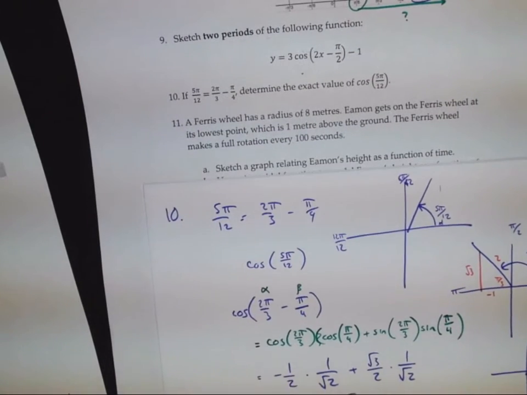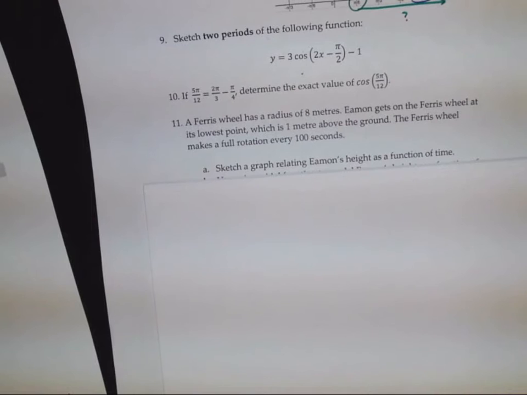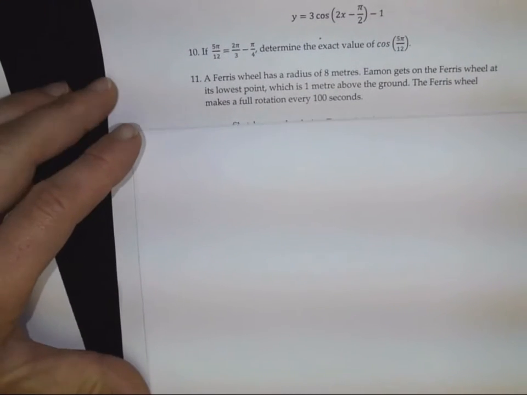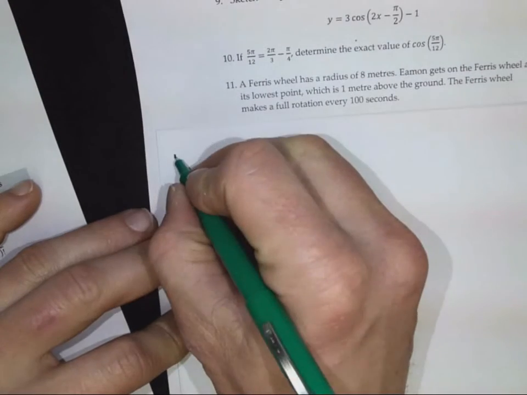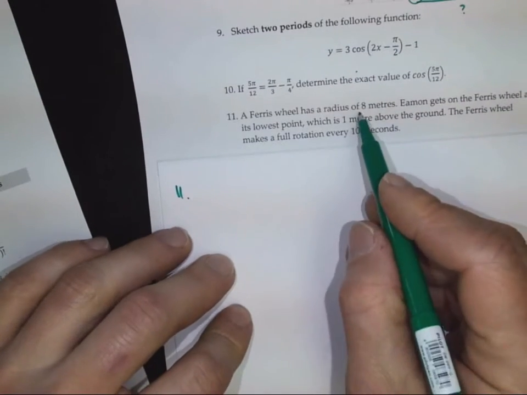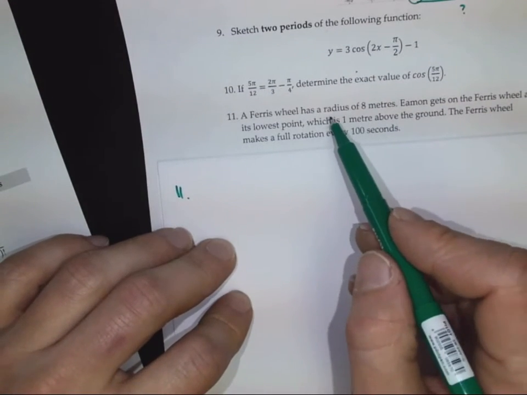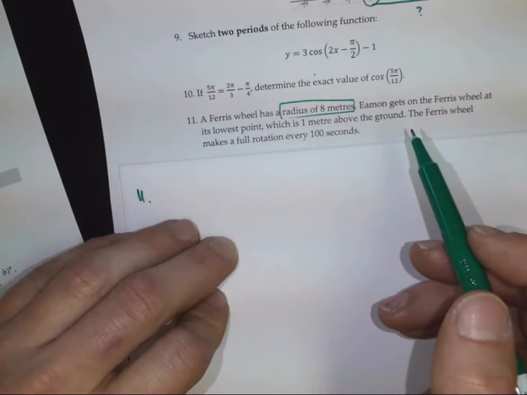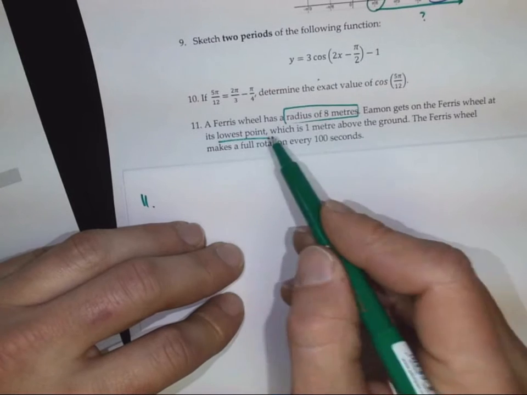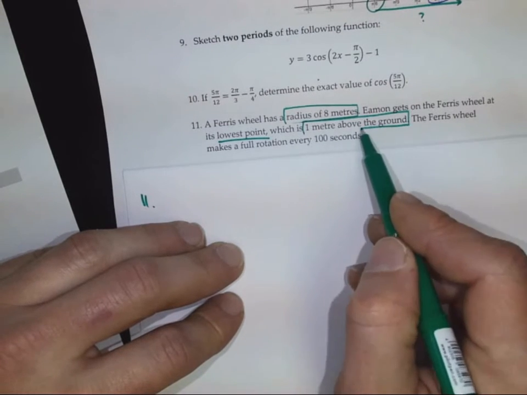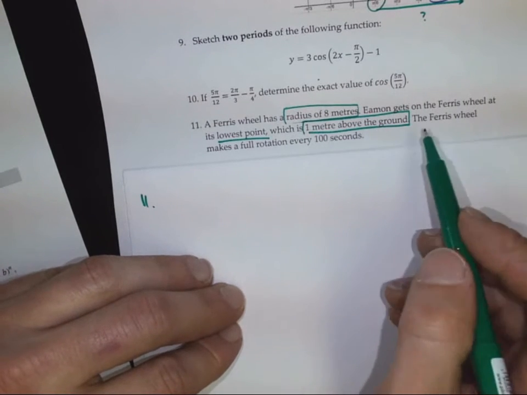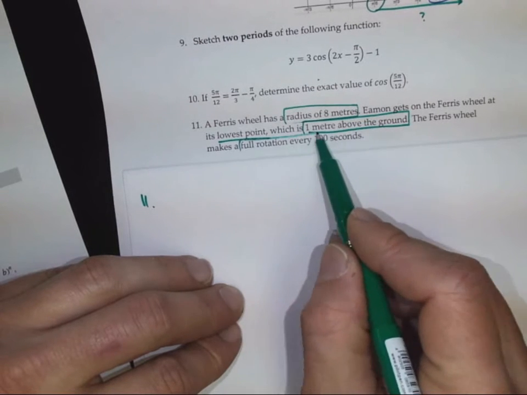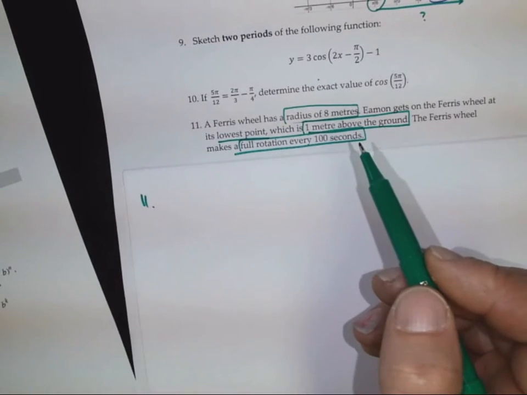Okay. Moving on, we're going to do a word problem. All right, so we're told a question about Eamon on a Ferris wheel. It's question 11. Ferris wheel, let's read what we got here. We're told it has a radius of 8 meters, and Eamon gets on at its lowest point, which is 1 meter above the ground. And we're also told the Ferris wheel makes a full rotation every 100 seconds. So full rotation every 100 seconds.